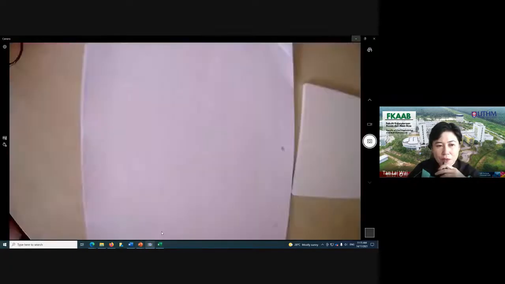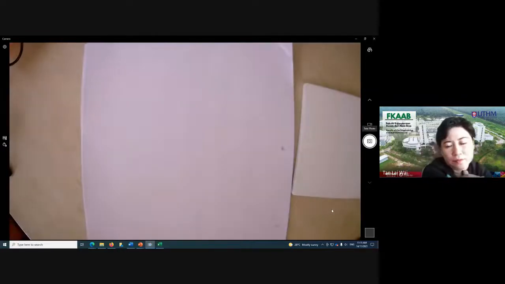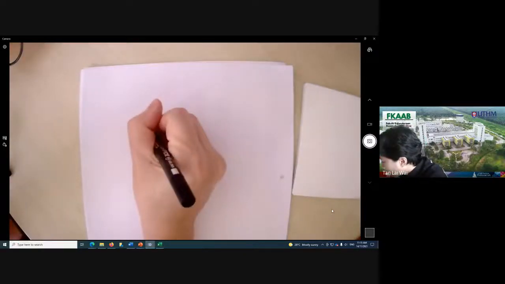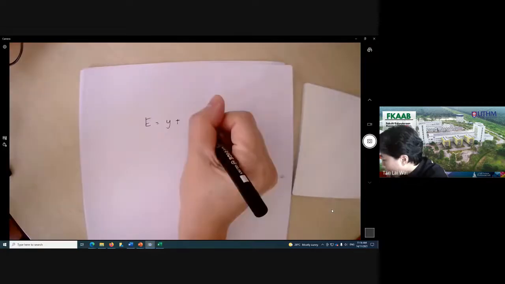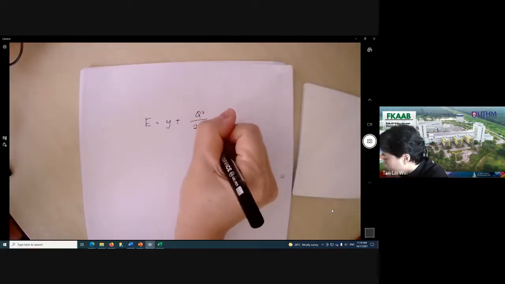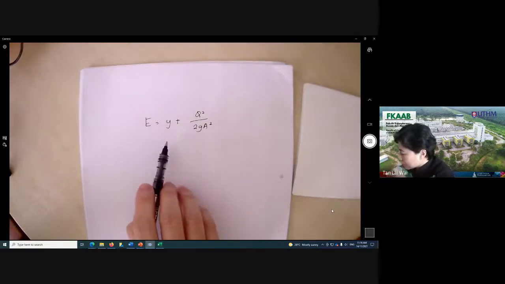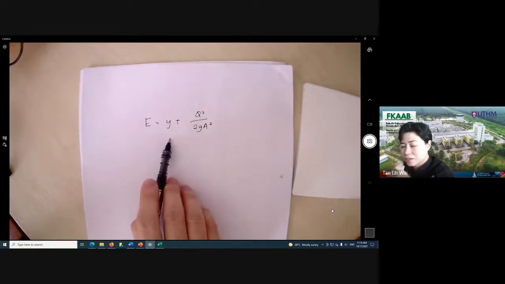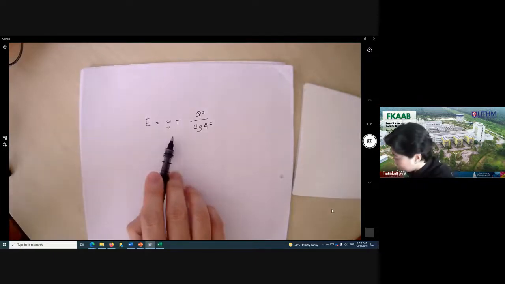Now, you have this specific energy, which is E equals y plus Q squared over 2gA squared. This expression of specific energy applies to all channel sections. I can actually simplify this equation for a rectangular channel.